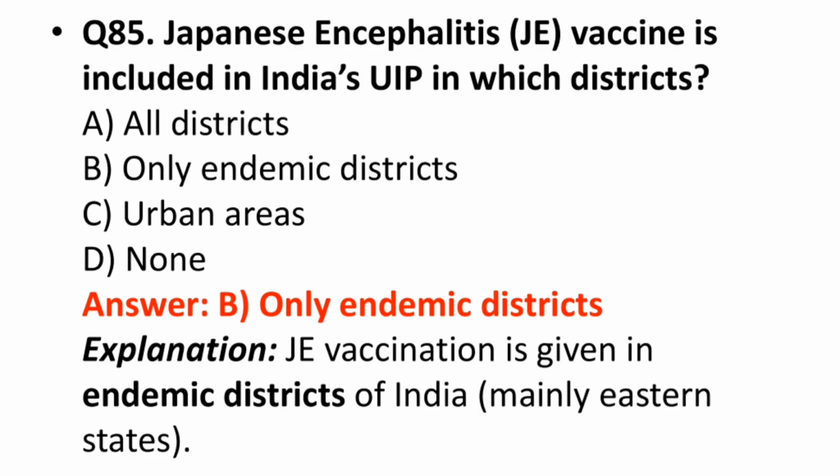Japanese encephalitis vaccine is included in India's UIP in which districts? Option A, all districts; option B, only endemic districts; option C, urban areas; option D, none. The correct answer is option B, only endemic districts. Japanese encephalitis vaccine is given in endemic districts of India, mainly eastern states. It is included in India's UIP in only endemic districts.